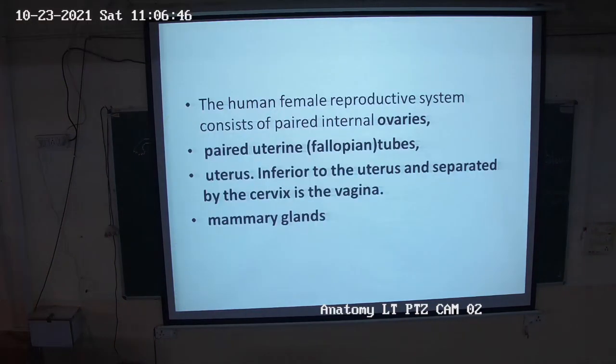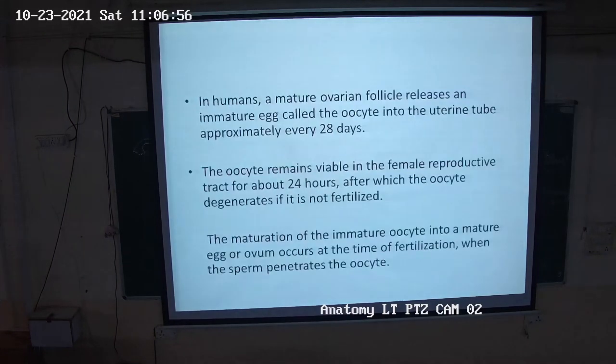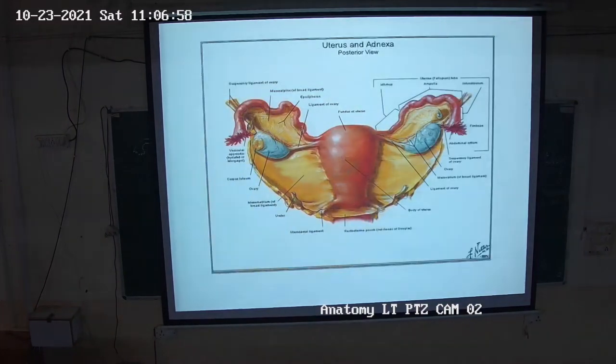Okay. The female reproductive system consists of ovaries, fallopian tube, uterus, cervix, vagina and mammary gland or breast. So we are going to study the histology of each one of these.